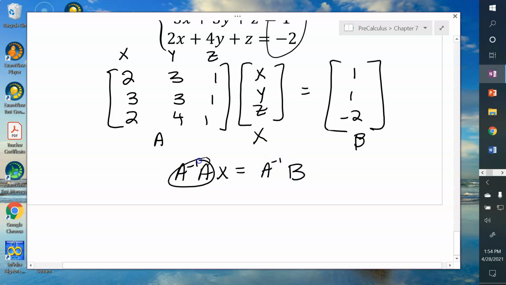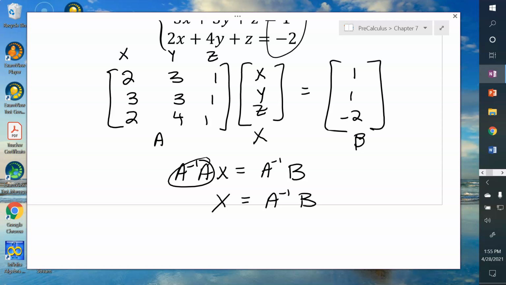I'm going to invert A on this side, and I'm going to invert A on this side. Then over here, I just have X. So my X matrix is going to be the inverse of A times the B. Now I'm going to use my calculator. I'm going to invert matrix A and multiply that by matrix B. The answer that I get is going to be the answer to my system of equations.